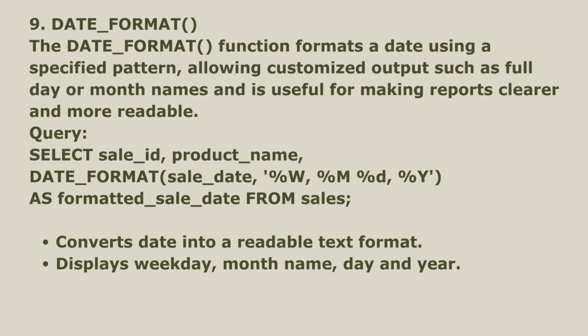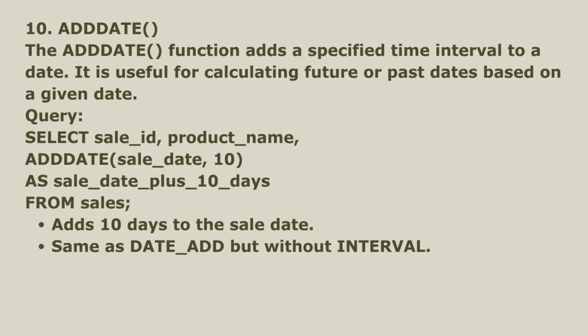DATE_FORMAT. DATE_FORMAT is an important feature that is used with a specific pattern to allow customized output such as full day or month name, useful for making reports clearer and in a more readable format. So the date will be converted into a readable text format, displaying weekday, month, day, and year in such a way that we can have it in the report, which will be useful for visualization and a readable perspective.